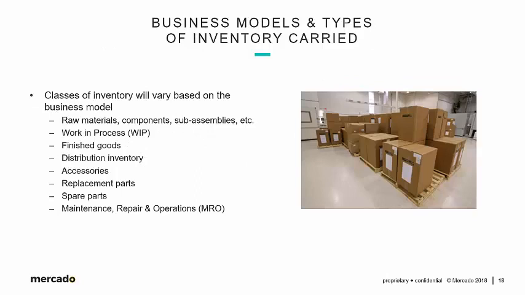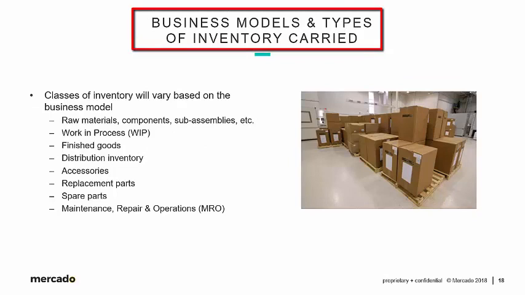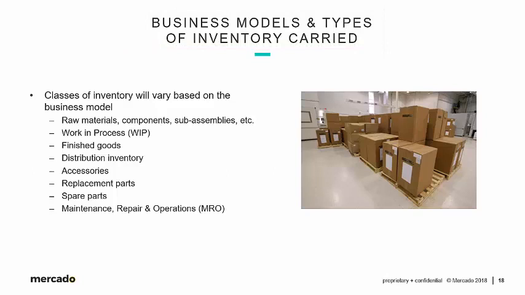This is the last slide in the current section, and it is entitled Business Models and Types of Inventory Carried. We've made some references to different types of inventory, but we want to be thorough and make sure that everyone is aware of the different types of inventory that is out there, driven by the business model. Let's wrap things up by saying that classes of inventory will definitely vary based on the model. If we're a manufacturer, we're buying goods overseas for manufacturing, we need raw materials, components, subassemblies. We manufacture, we have to deal with raw materials. If we manufacture, we also have to deal with work in process, which are goods that have gone into a production environment, but they're not done yet.